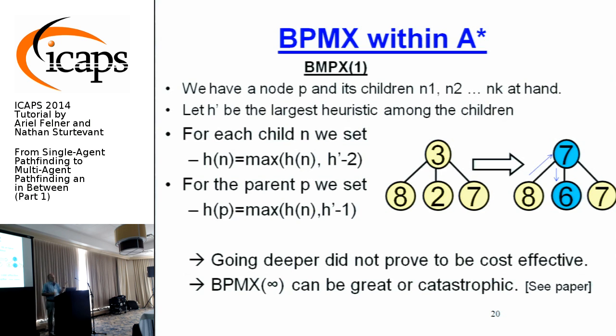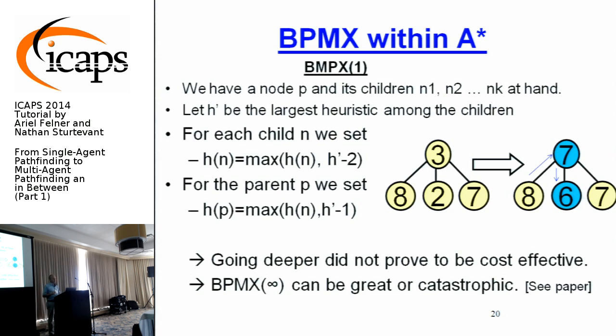So for each child n, we set h of n to be the maximum of its original value and, if h prime is the best child, then you are at least h prime minus 2. So for the parent, of course, it's h prime minus 1, and here's an example. 8 is the best child.